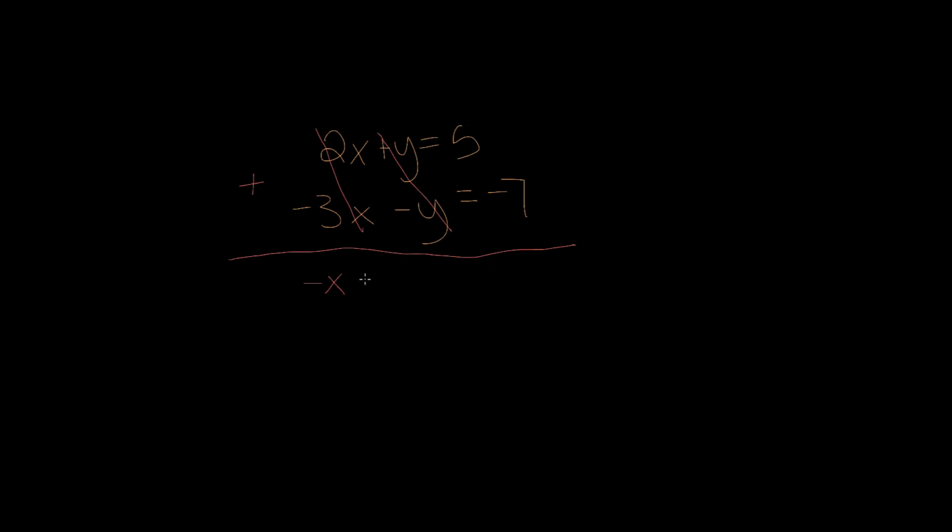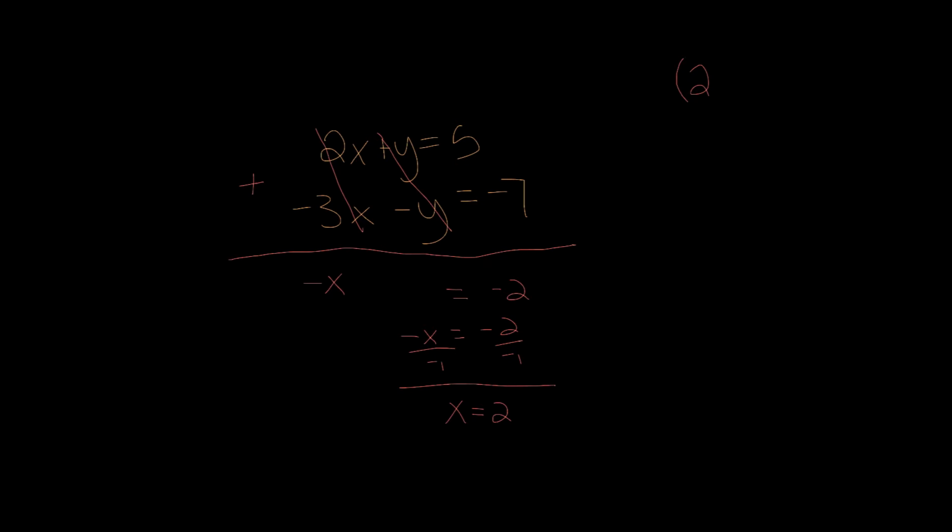So that's just going to leave us with minus x is equal to 5 minus 7, which is minus 2. So that leaves us with the equation minus x is equal to minus 2. And to solve for x, we divide both sides by negative 1. And we end up getting that x is equal to 2. So our solution for the x coordinate of the solution is going to be 2.